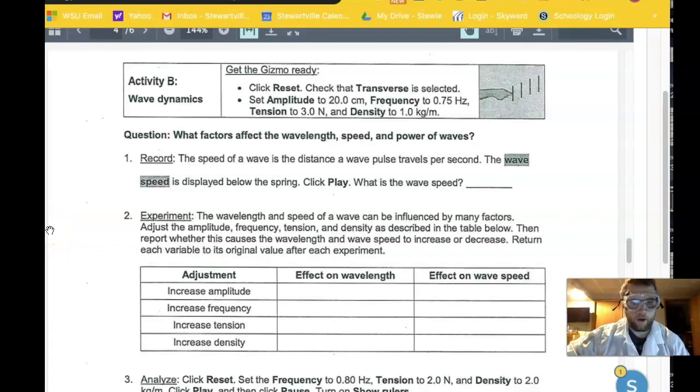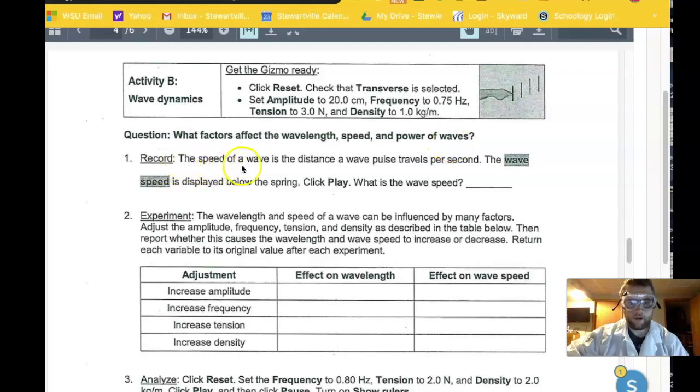Hello everybody, we are back for Activity B of our Waves Gizmo. In Activity B we are looking at wave dynamics. Please make sure that your Gizmo is reset with an amplitude of 20 centimeters, a frequency of 0.75 hertz. Have your tension set to 3 newtons and your density set to 1 kilogram per meter. The question we are asking in Activity B is what factors affect the wavelength, speed, and power of waves.